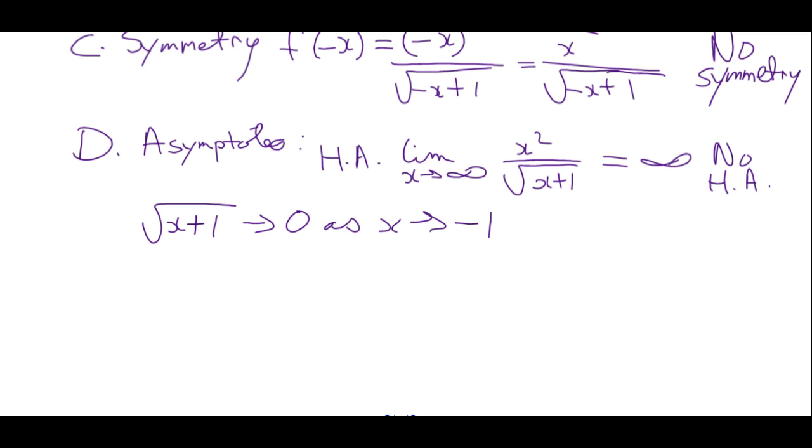Okay, how can we make this 0? We can make this 0 by going to -1, right? The closer we get to -1, the closer this gets to 0, which means there is a vertical asymptote. So as x approaches -1 from above, we can't go from below. So f of x is always positive.